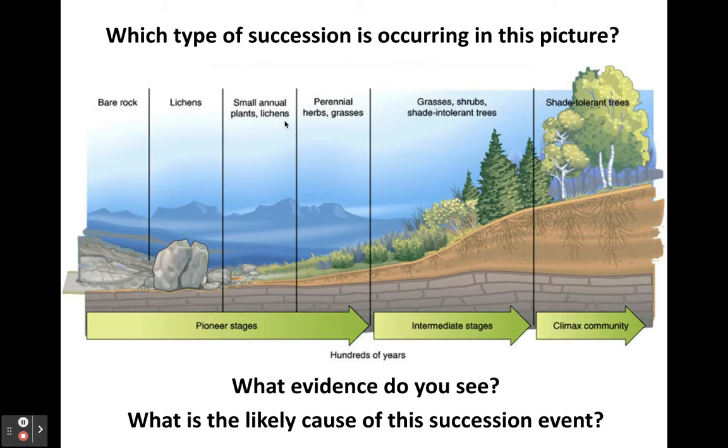And then you have small plants, lichens still. Then you have still small plants and grasses. And then you have shade-intolerant shrubs. That means they need lots of sunlight. And so you have shrubs that begin to grow, some trees, and then you get into the shade-tolerant trees that will grow even when there's trees growing over them. And this results in what's called the climax community.